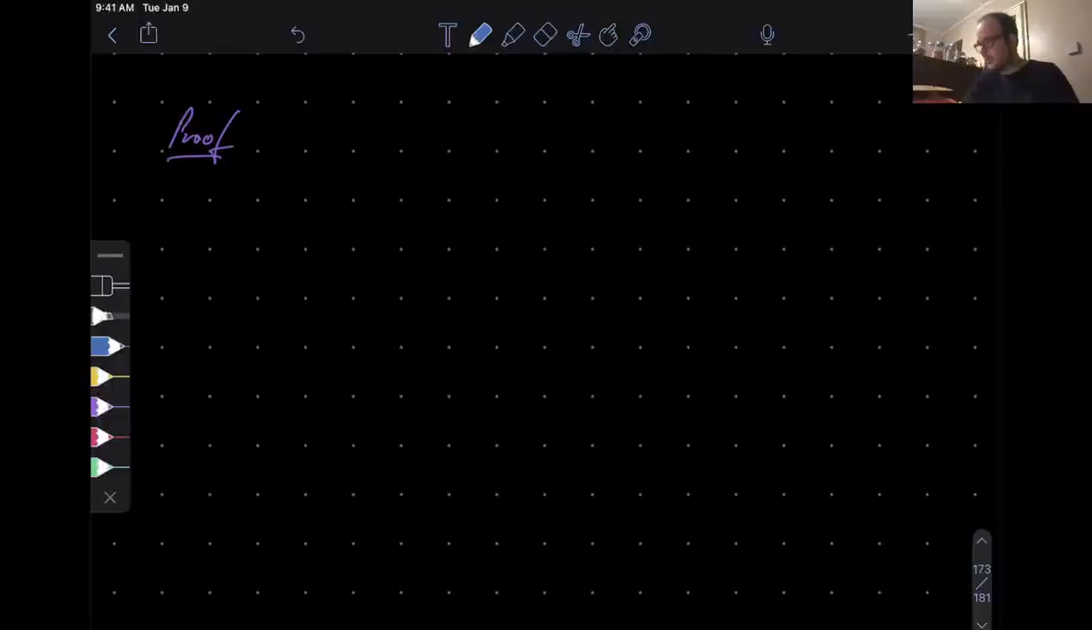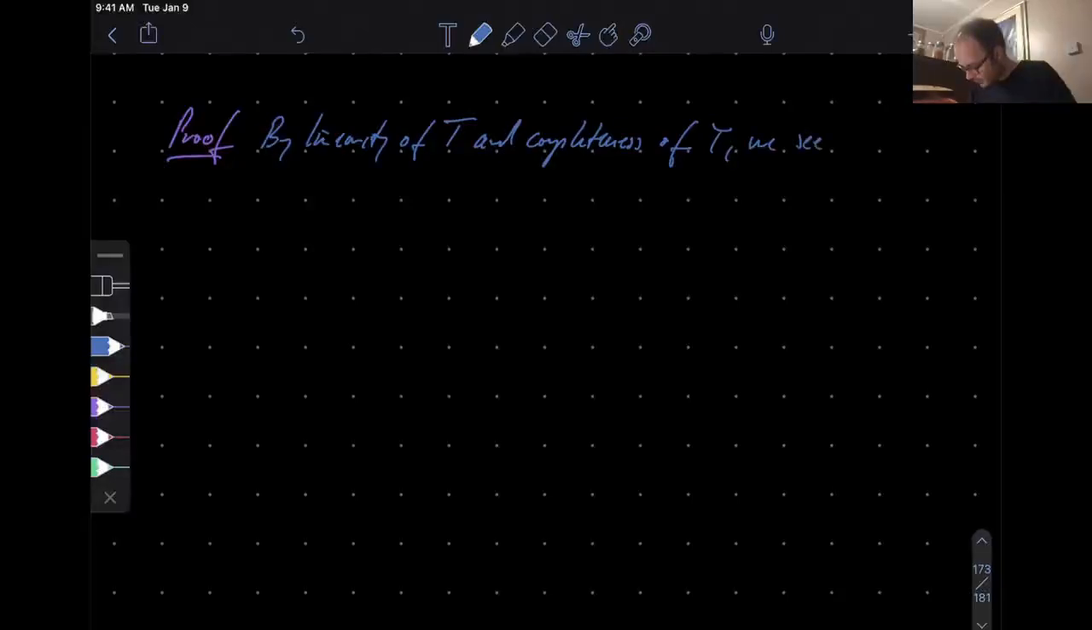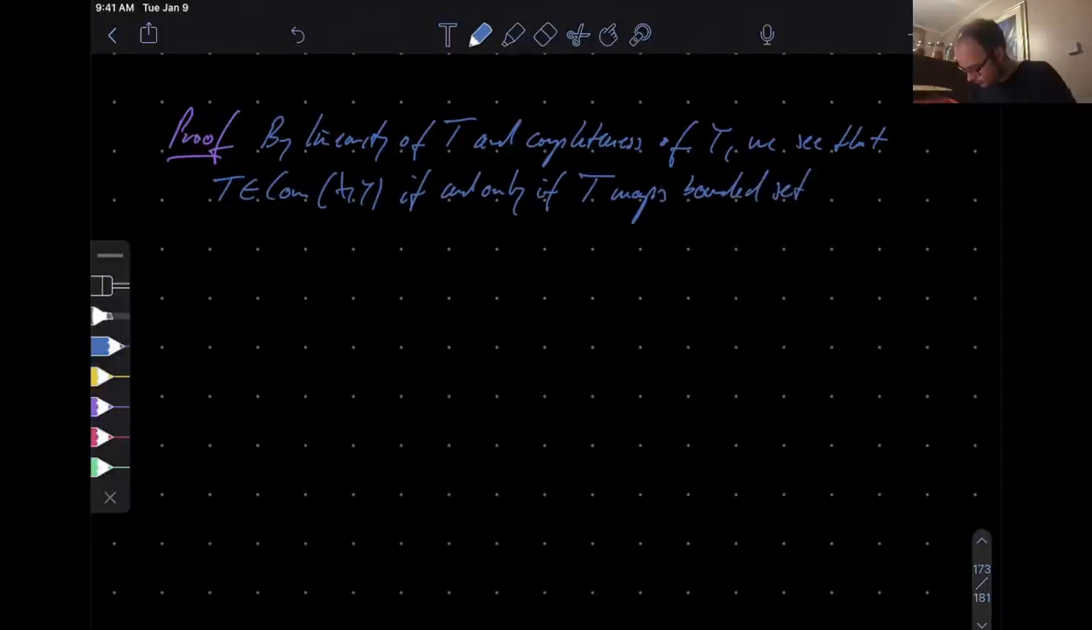Well, this is juggling with the different notions of compactness. So by linearity of T and completeness of Y, we see that T is compact if and only if T maps bounded sets in X to totally bounded ones in Y. Right, so why is this?